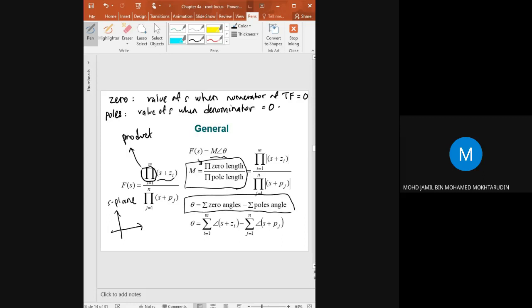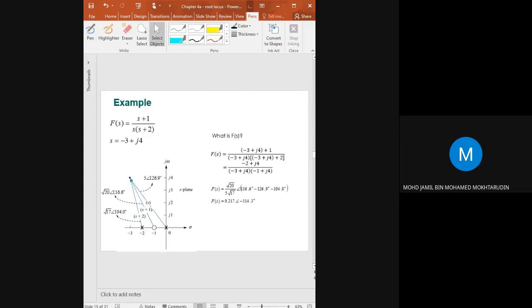Okay, so this is an example of how we can use the transfer function F(s). Let's say F(s) equals s plus 1 divided by s times s plus 2, and s equals minus 3 plus j4. So the first step is you replace s with minus 3 plus j4. You replace and simplify as much as possible. So here it simplifies until here. And then from here you can determine the M and also theta. You want to represent F equals M angle theta.